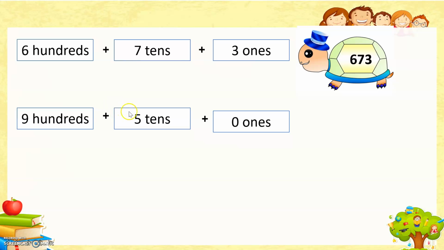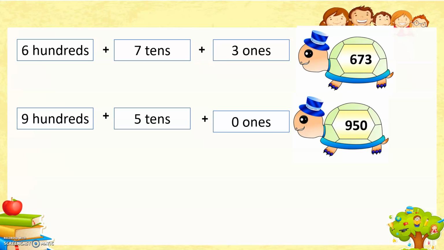9 hundreds, 5 tens plus 0 ones. What is the answer? The answer will be 950. There are 9 hundreds, 5 tens, 0 ones. Answer will be 950.